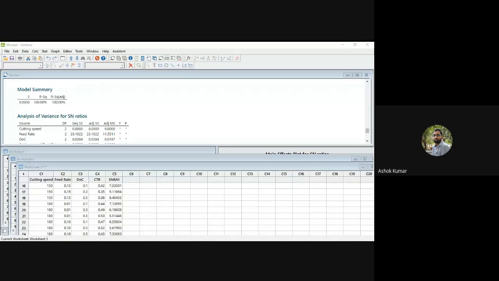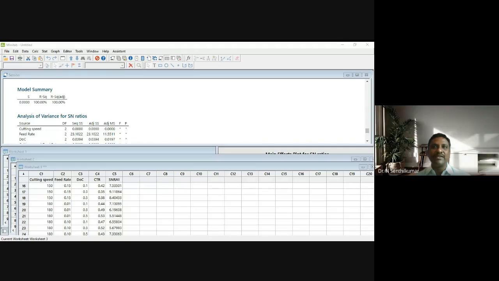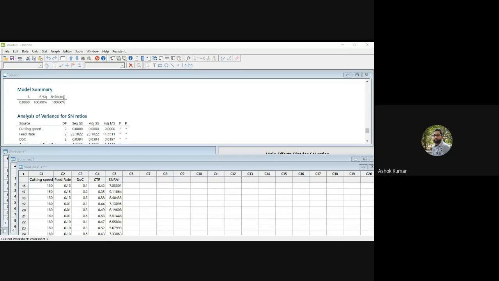Here you have taken 3 parameters, 3 levels, sir. For the third parameter, we have selected the 5th column, sir. If you have 4 parameters, 3 levels, for the 4th parameter, which column do you have to select? The 7th column you have to select, sir. Okay, sir. Thank you, sir.